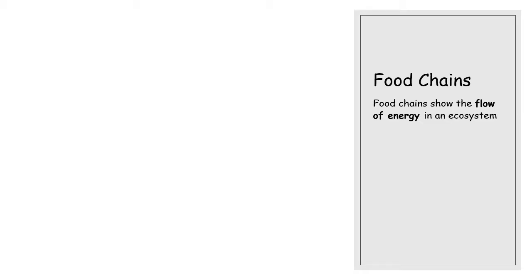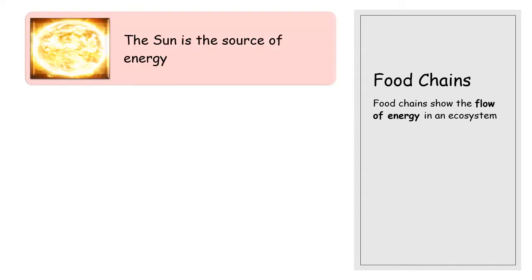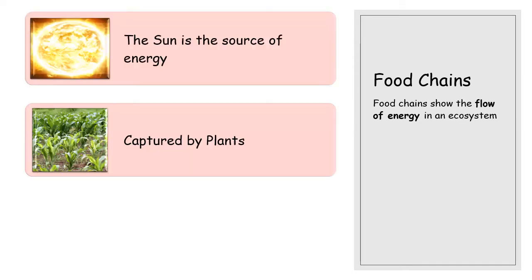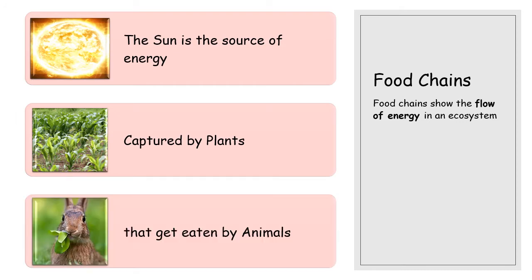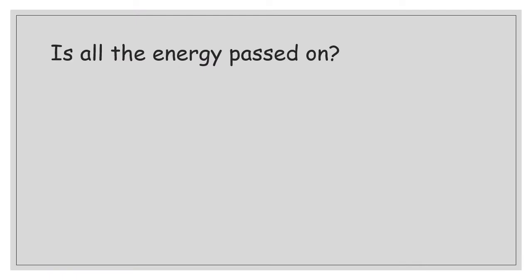In previous lessons, we've talked about food chains, and you know by now that food chains show the flow of energy in an ecosystem. If you see an arrow in a food chain or a food web, then that is energy being passed from one organism to the other. We should know as well that the sun is the source of the energy. That's captured by plants and it's then eaten by animals, and then those animals may get eaten, and so on and so forth. And again, we've talked about all these different words within food chains and food webs, but the key thing we're looking at is the energy.